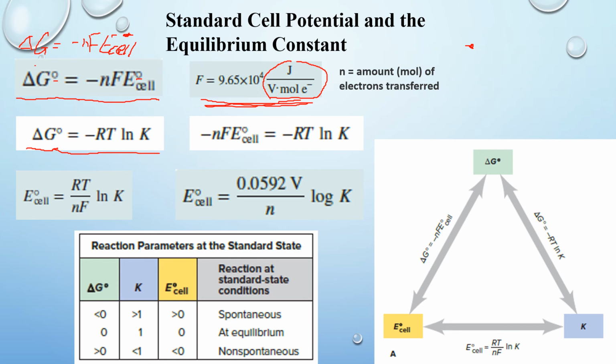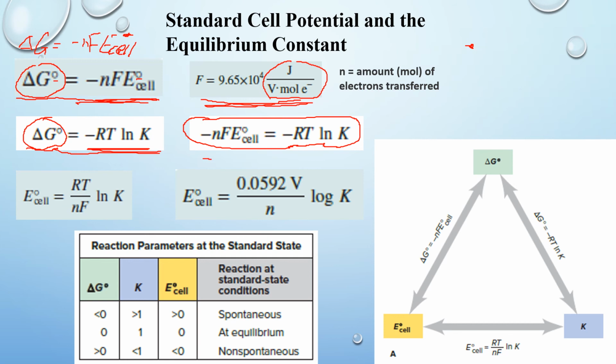Because we have delta G on both sides, that means negative nF E cell is equal to negative RT natural log of K. So we can establish this equation. What we can do here is divide negative nF on both sides. We end up with this equation: the standard cell potential equals RT divided by nF times the natural log of K.